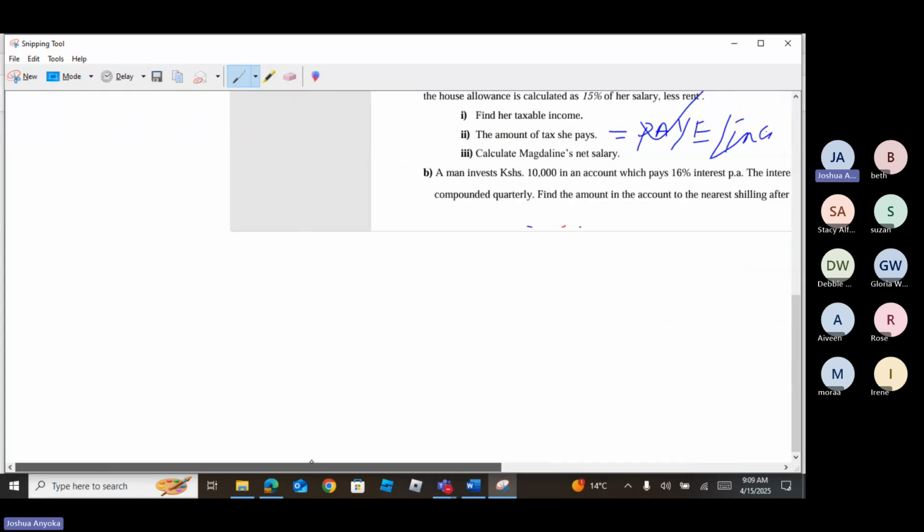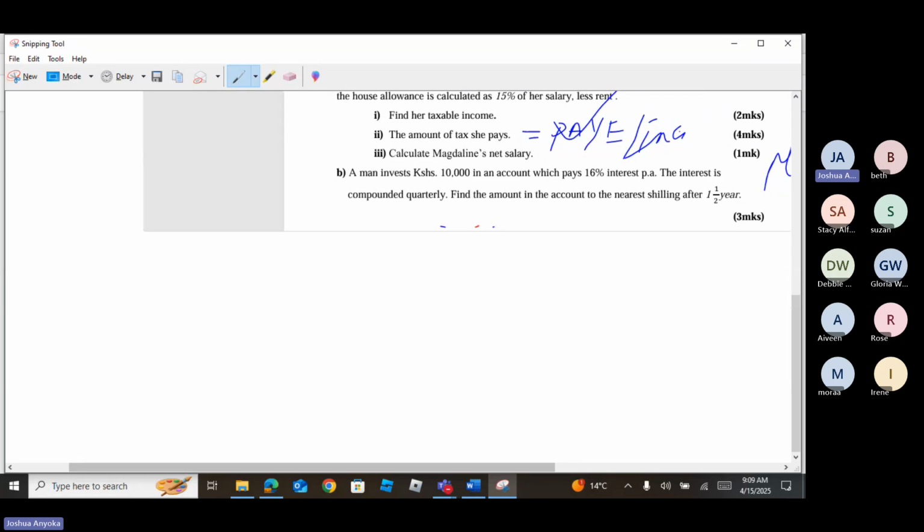No question. Let's go to part B. Part B is introducing us to something else, which is called compound interest. In compound interest, we need to know the formula. Amount is equals to what? Ross, amount in compound interest, amount is equals to compound interest formula.